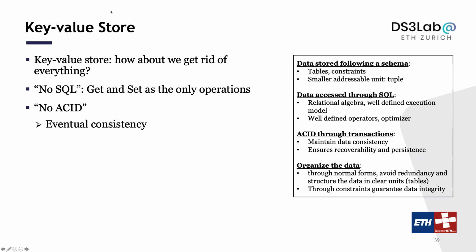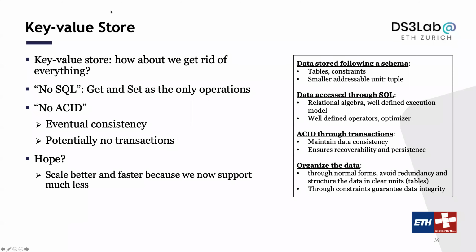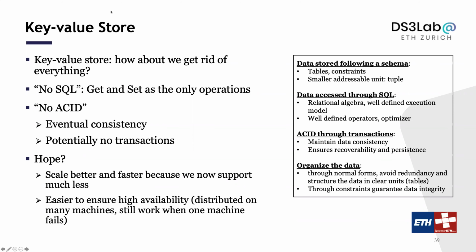I don't have transactions. There's some notion called eventual consistency. It's a weaker notion of consistency, and potentially there are no transactions. I don't care. I can only get and set. That's all I do. So the hope of doing that is that by relaxing all those constraints, you can scale better and become faster because we don't need to support all those complex things that we talk about.